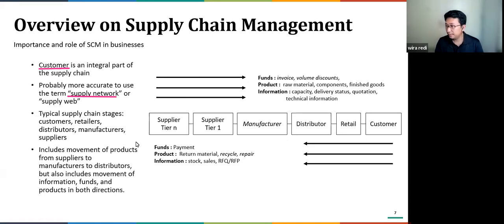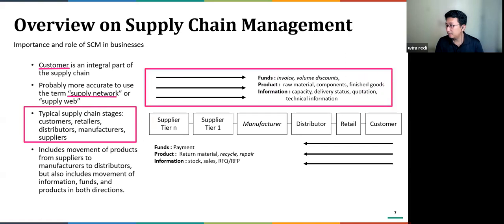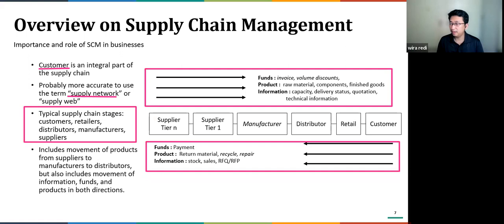And then here are the typical supply chain stages, in which we will have suppliers. We can call our company the manufacturer, then we will have a distributor and retailers, and finally the end customer. And basically again, this is another review from last week. Basically there are three main flows in the supply chain: funds, products or services, and information.